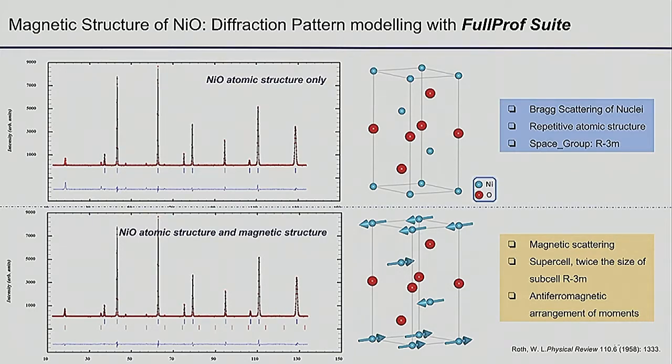And in this figure, we plotted both the atomic structure and the magnetic structure. We can see there is some magnetic moment at the nickel site. These small peaks result from the magnetic scattering, and this magnetic structure has twice the size of the subcell, which is the atomic structure. So that means that during the cooling process, because of the arrangement of the moments, the antiferromagnetic structure is formed at a certain temperature.